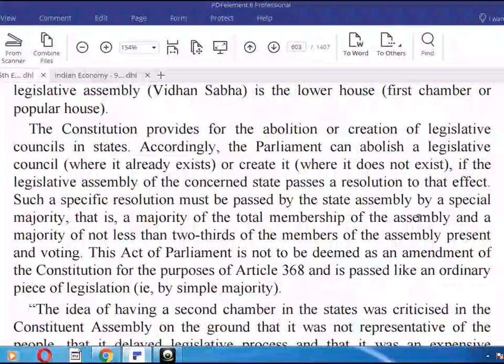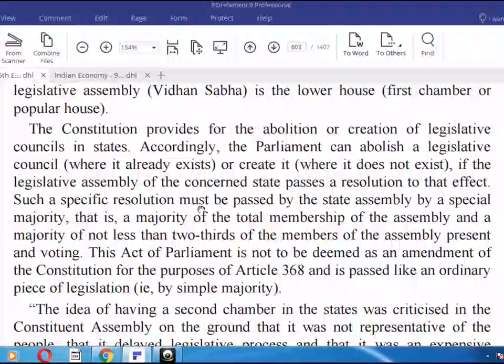The Constitution provides for the creation or abolition of a legislative council. Accordingly, Parliament can abolish a legislative council where it already exists, or create it where it does not exist, if the legislative assembly of the concerned state passes a resolution to that effect. Such a resolution must be passed by the state assembly by special majority, that is, a majority of the total members of the assembly, and a majority of not less than two-thirds of the members of the assembly present and voting.